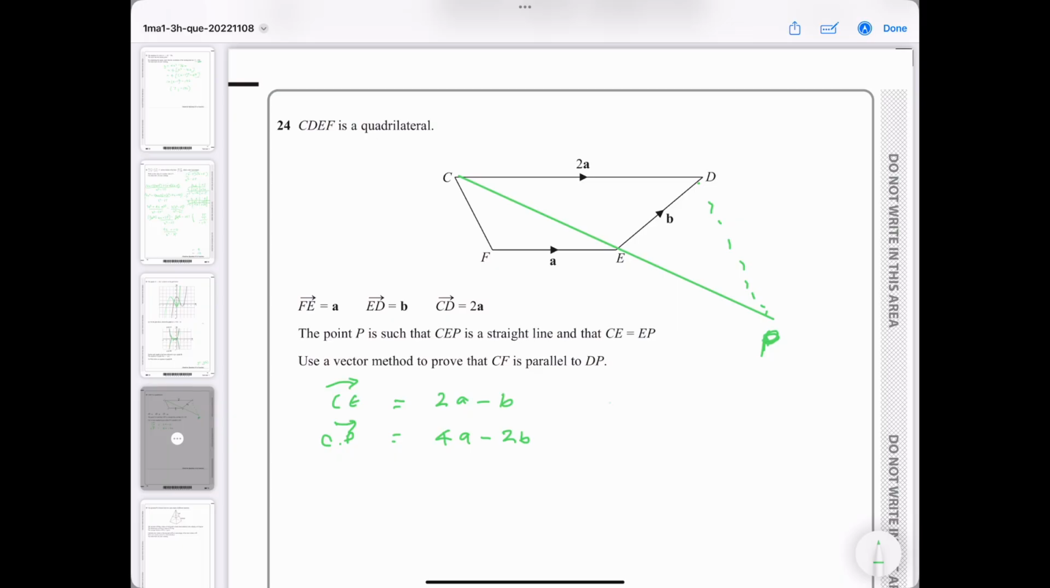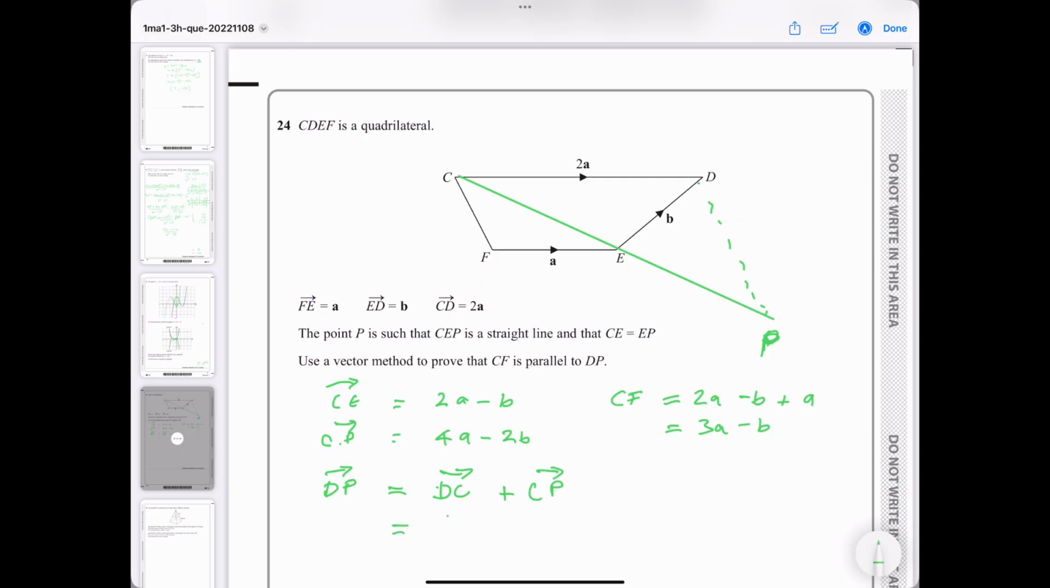Right, so CF equals 2A minus B plus A, so that equals 3A minus B. So now we just need to find out what DP is. DP equals, well, we could go to C and then go back, or we could go down to E and then go, let's go to C. Let's go DC and then plus CP.